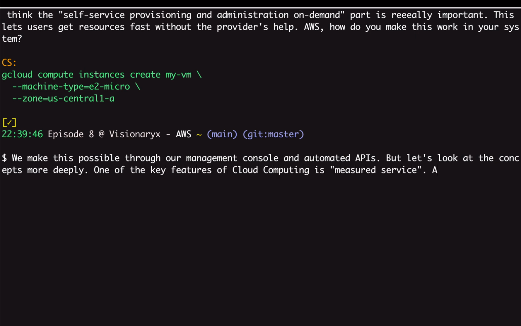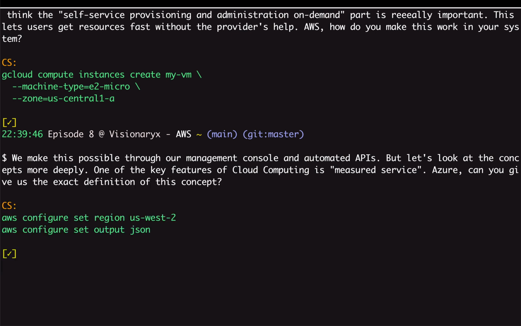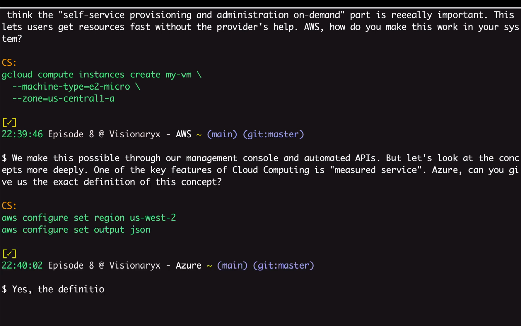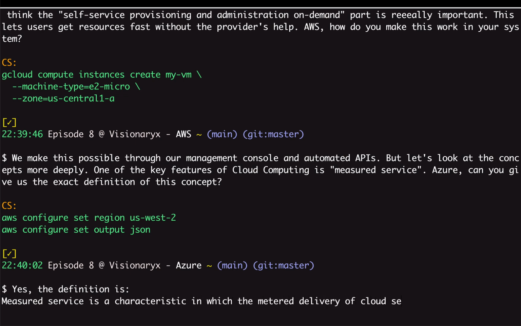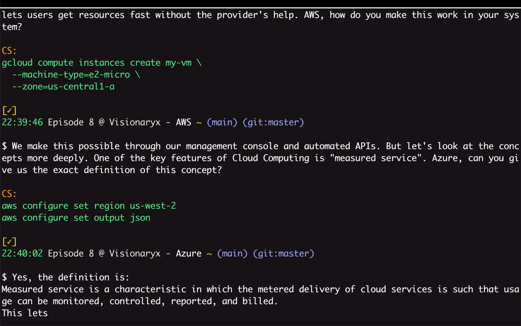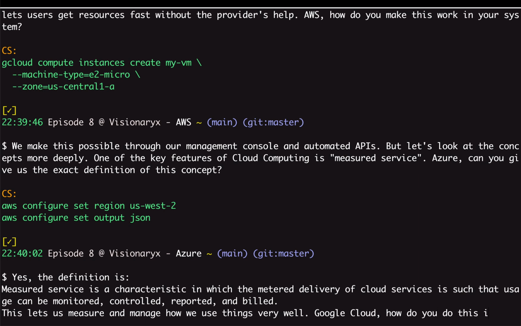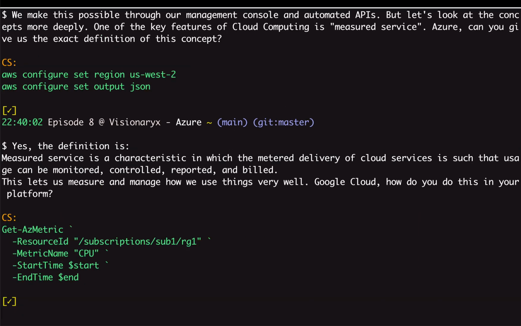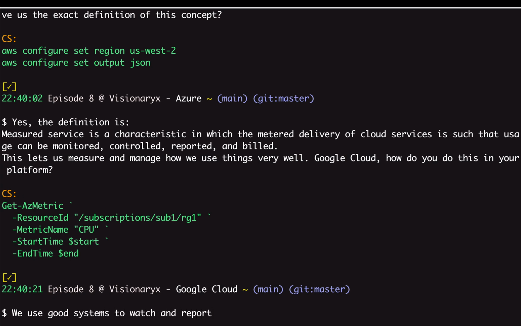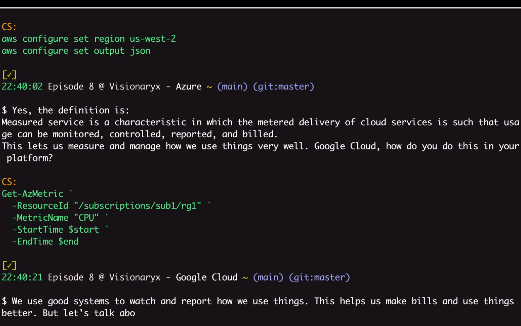One of the key features of cloud computing is measured service. Azure, can you give us the exact definition of this concept? Yes, the definition is measured service is a characteristic in which the metered delivery of cloud services is such that usage can be monitored, controlled, reported, and billed. This lets us measure and manage how we use things very well. Google Cloud. How do you do this in your platform? We use good systems to watch and report how we use things. This helps us make bills and use things better.